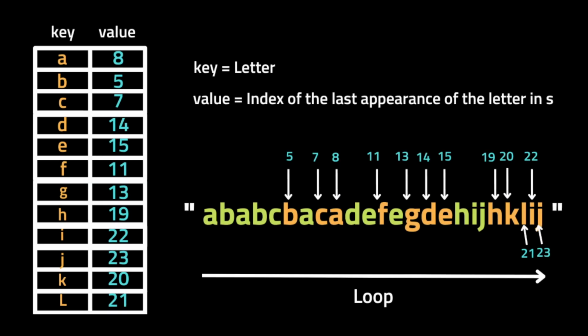And we will initialize an output array to store the size of each partition. After iterating throughout the input string, we will have the hash map with the keys as the letters, and their values are the index of the last time we've seen the letter in the input string. For example, the letter A: the last time it appears inside the input string is at index 8. And we do the same thing for all the other letters.